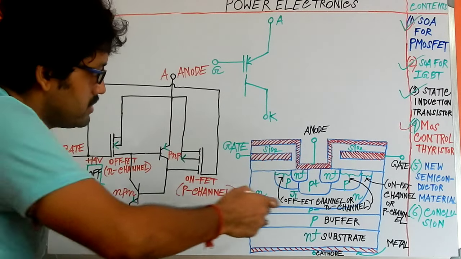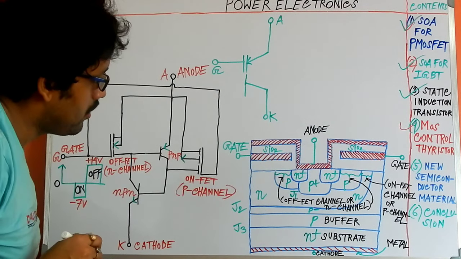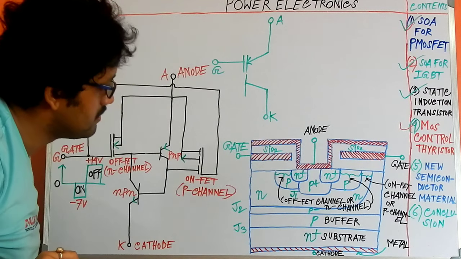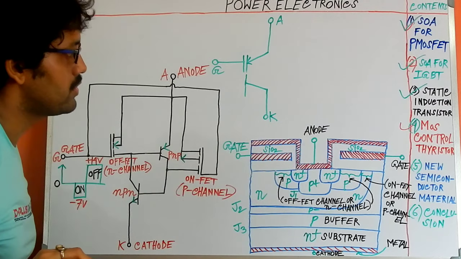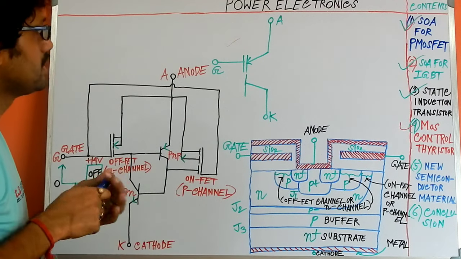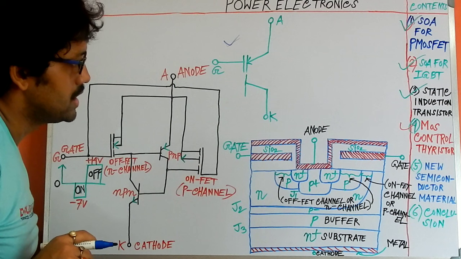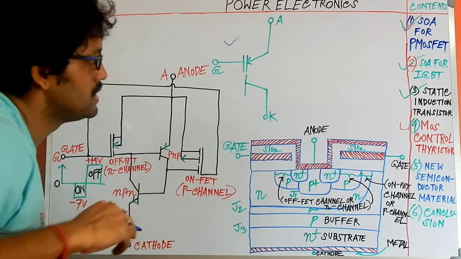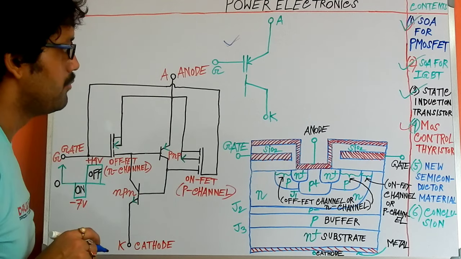Here on the left hand side, you can see that this is the P channel FET, and on the right hand side, the N channel FET is there. So this is the basic structure of our MOS-controlled thyristor, and in the upper part, this is the symbol of our MOS-controlled thyristor device. This is the gate terminal, this is the anode, and this is the cathode terminal. This is the overall hardware structure of our MOS-controlled thyristor, and in the left hand side, this is the equivalent circuit of the device.